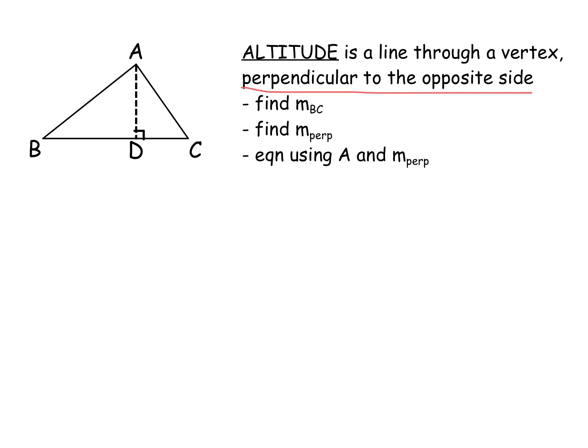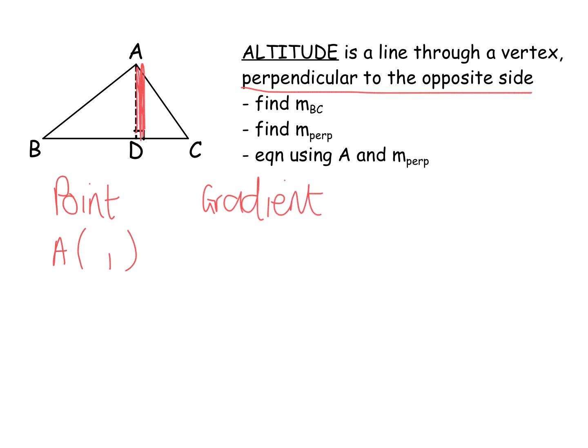Remember, for any straight line, we need to find a point. Now there is no way of finding point D, so we're going to use point A, the one that comes from the altitude. Our gradient is the next thing we'll go do. And our gradient of this line, remember, is perpendicular to this line. So we're going to find the gradient of BC, and then find the perpendicular gradient to that one. Then we're going to use this point and this gradient to find our equation. That's all written there above, but I just thought I would go through it again.